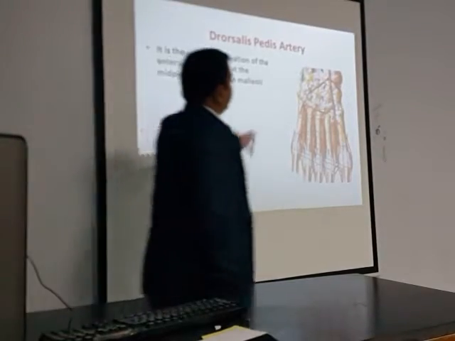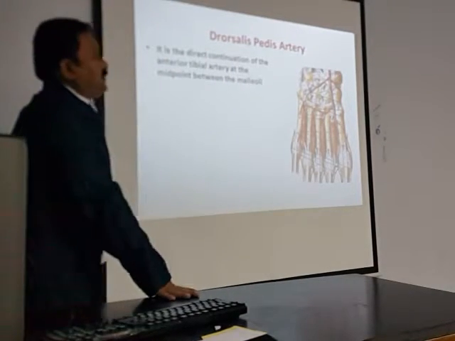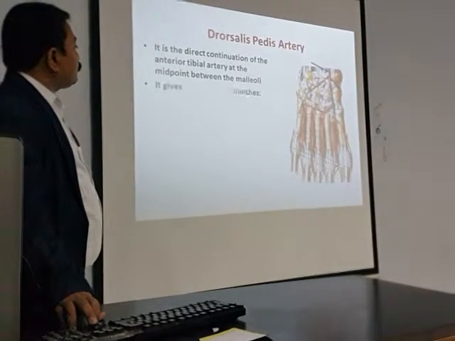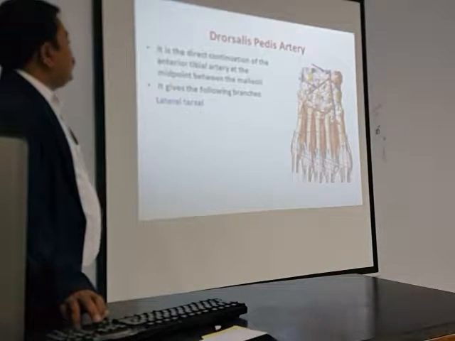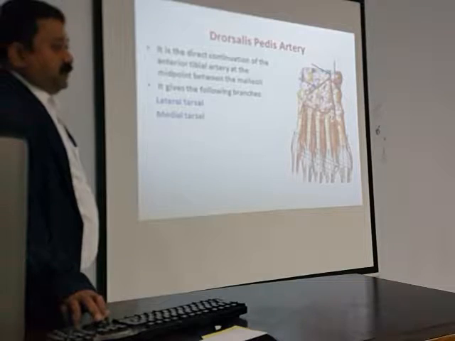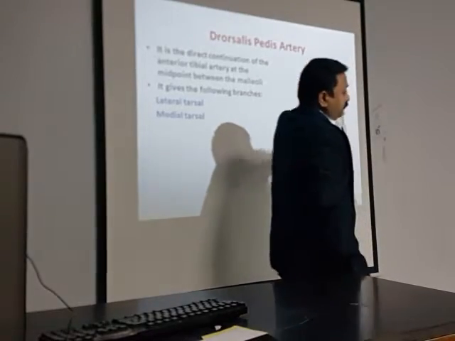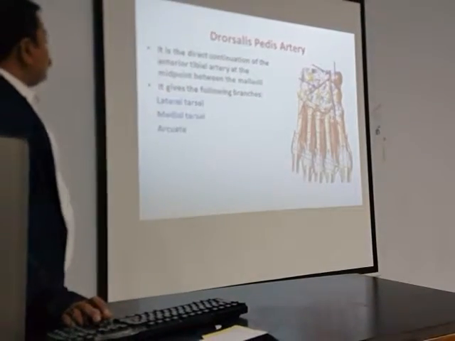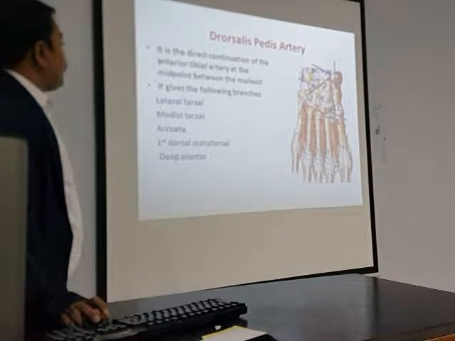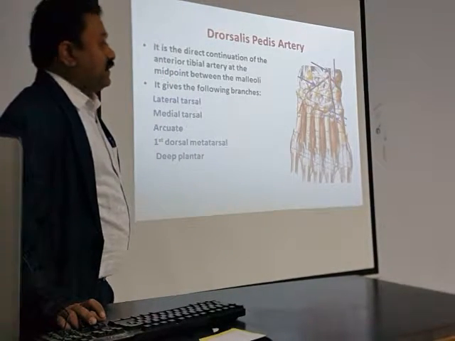Next is the dorsalis pedis artery. It is the continuation of the anterior tibial artery, isn't it? It gives rise to the lateral tarsal and the medial tarsal, 2 branches, isn't it? Dorsalis pedis artery, lateral and medial branches. And the arcuate artery, okay, and the deep plantar, okay. So these are the branches from the dorsalis pedis artery.